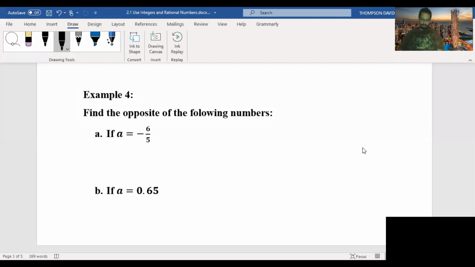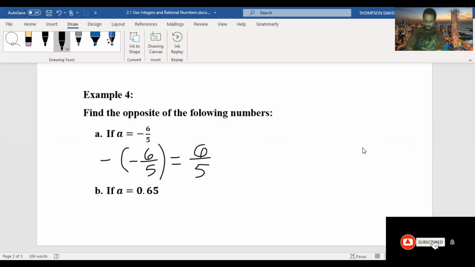Example 4. Find the opposite of the following numbers if A equals negative 6/5. So when we say opposite, we just write it as such. We put a negative and then we put negative 6/5. This means just find the opposite, so we just change the sign. So this becomes positive 6/5 and we're done.